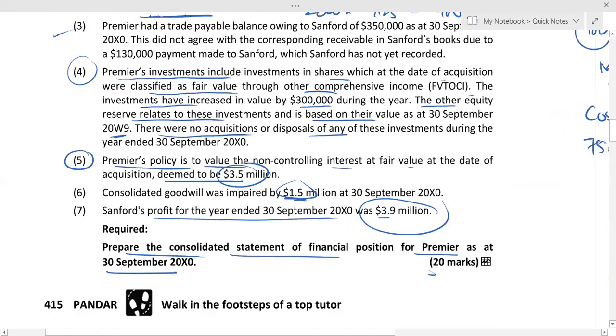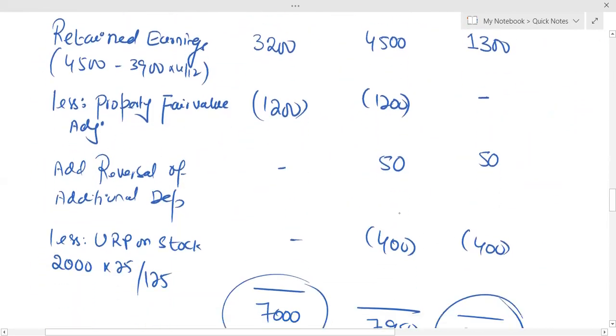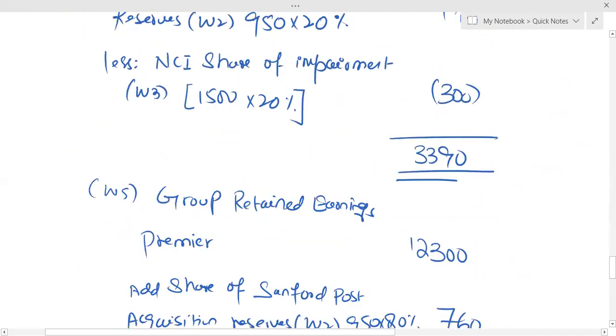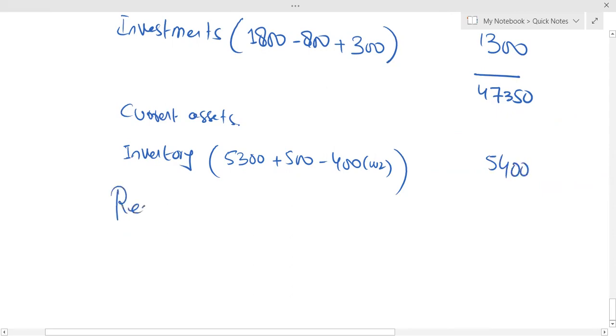And in working two, you can see that 400 value is shared. So very easy to calculate the inventory value. Parent inventory is 5,300, subsidiary is having the inventory value 500, minus unrealized profit 400. Unrealized profit on stock is 400. So I'm getting 5,400. Now let's go to receivables.